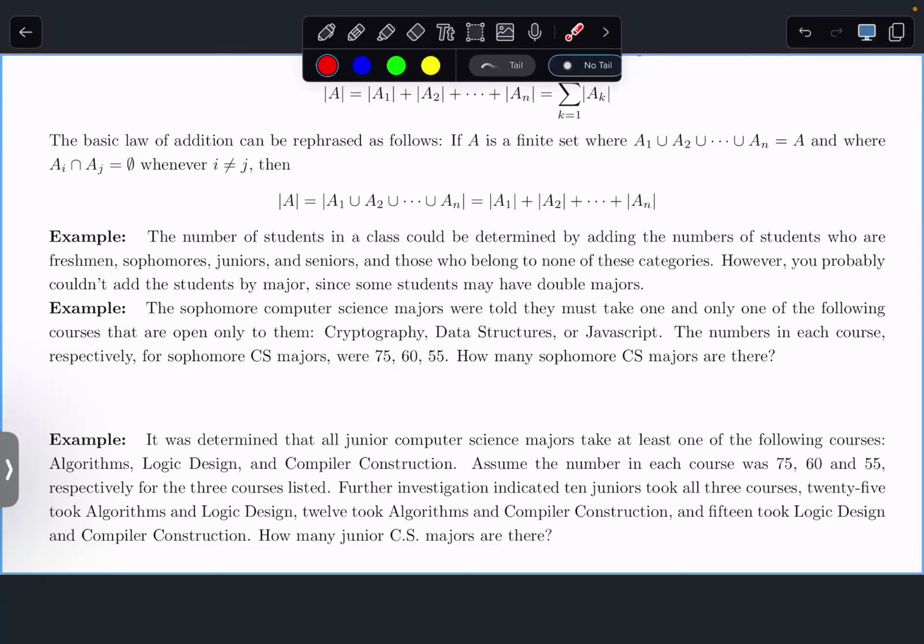You just want to be careful, like I said, that there's no overlap. So if you're talking about majors, then if you're counting how many are in each major, there's a potential for double counting because there's such a thing as a double major, and so you don't want to do that. But as long as your partitions are distinct from each other and take up the entire set, then you're safe.